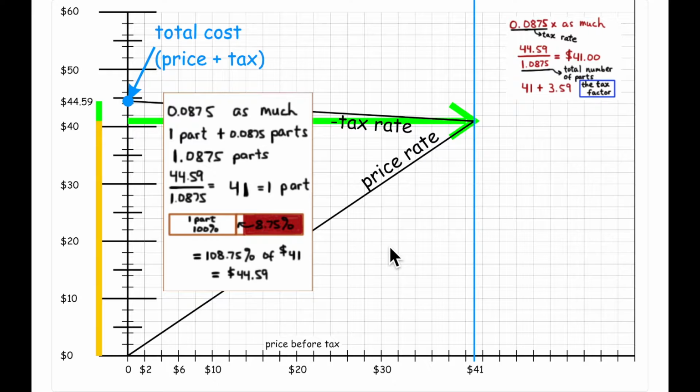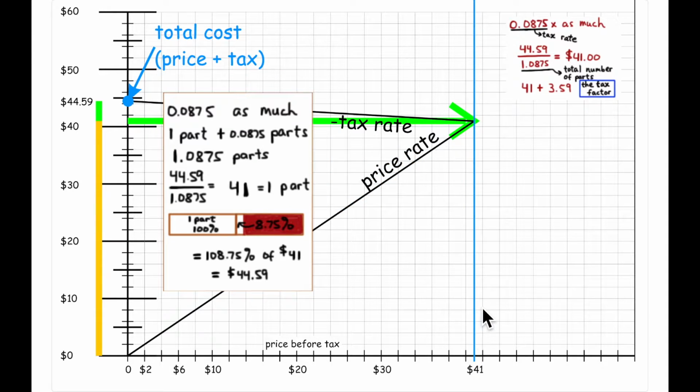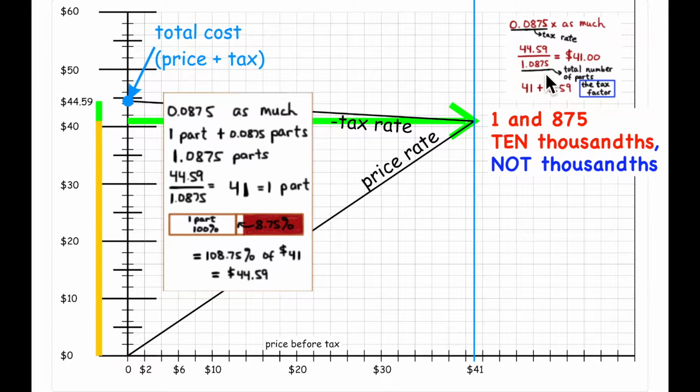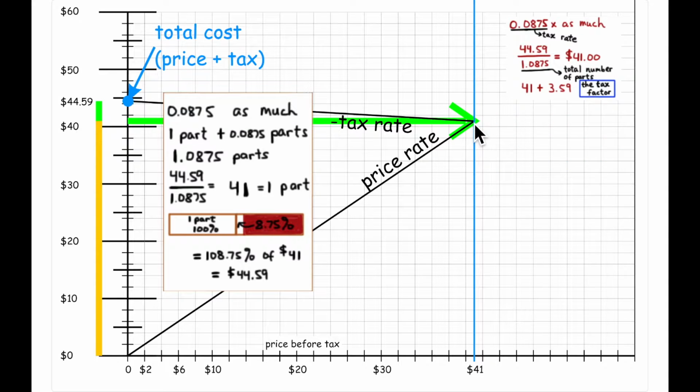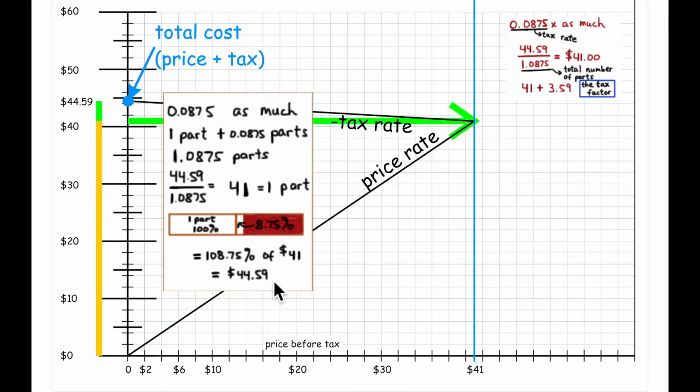At the end of part 3, I ended with this equation: the total cost is equal to the combined rates, which is 1 and 875 thousandths, times the price. You take this price and multiply it by this factor, 1 and 875 thousandths, and you get the total cost. And that is right here. It's 108 and 75/100% of $41, which is 1 and 875 thousandths times that $41, equal to $44.59, the total cost.